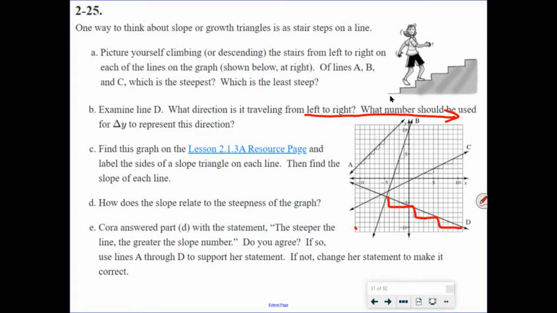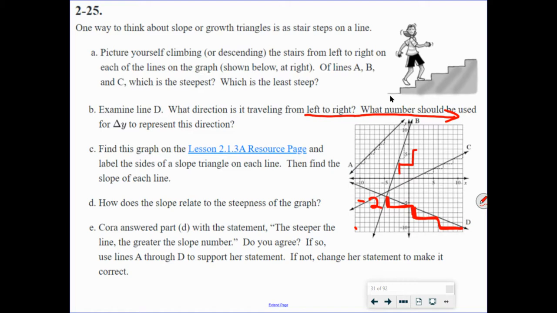Okay? What number should be used to represent change in y, the delta y, this value right here? What would the change in y be? It would not be 2, because 2 would imply, hey, I'm going up like right here, 2. This would be negative 2. So if you're going down steps, and that's one of the hardest things to remember, if you're going down steps from left to right, it is going to be a negative change in y.